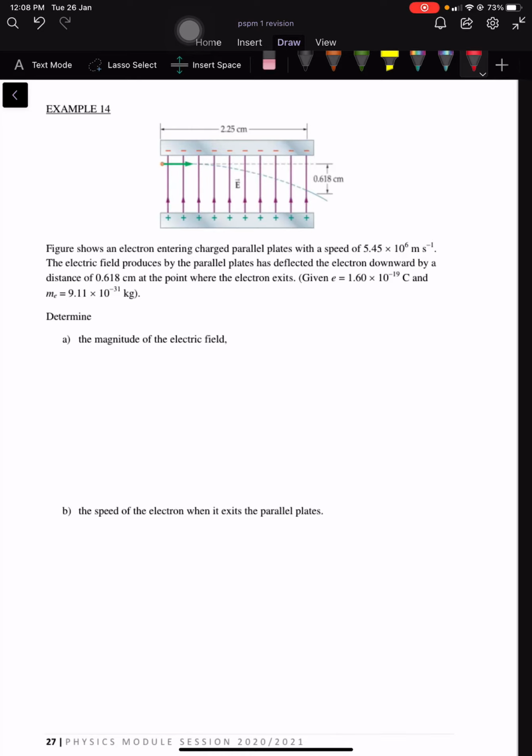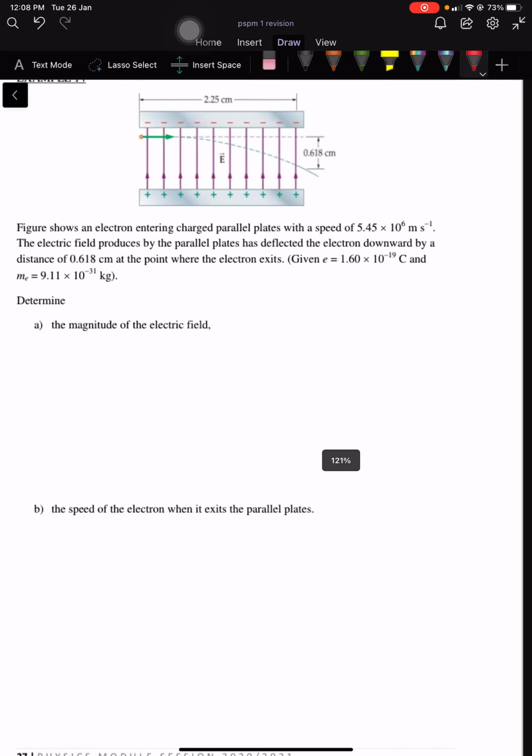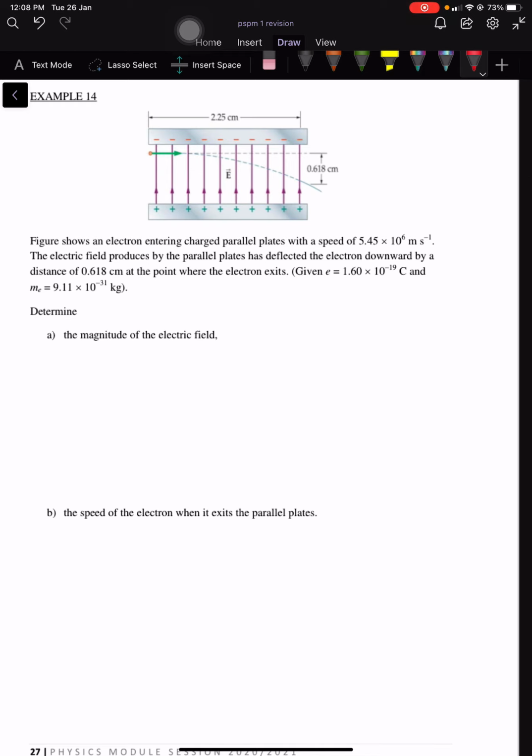So look at example 14. The figure shows the electron entering a charged parallel plate with the speed of 5.45 times 10 to the power of 6 meter per second. So the electric field produced by the parallel plate has deflected the electron downward by the distance of 0.618 cm at the point where the electron exits. Okay, so here is Sx, here is Sy. Okay, so determine the magnitude of the electric field.